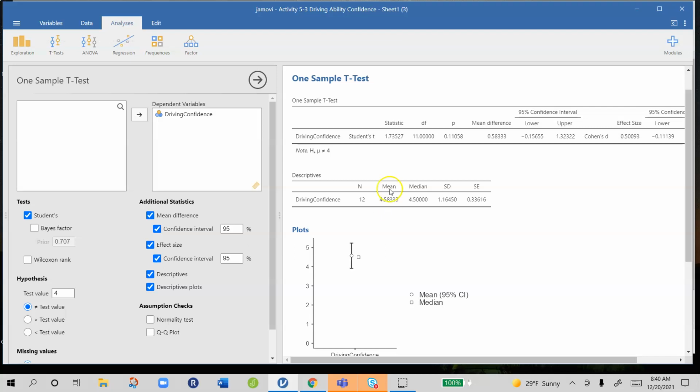Okay. So our t is 1.73 with 11 degrees of freedom, and our p is 0.11. The mean difference is 0.58. Now, first of all, we have a 95% confidence interval around the mean difference. So we could be 95% sure that the true mean difference is somewhere between negative 0.16 and 1.32, which is a big spread. And that's a really big spread because we have a really small data set here.